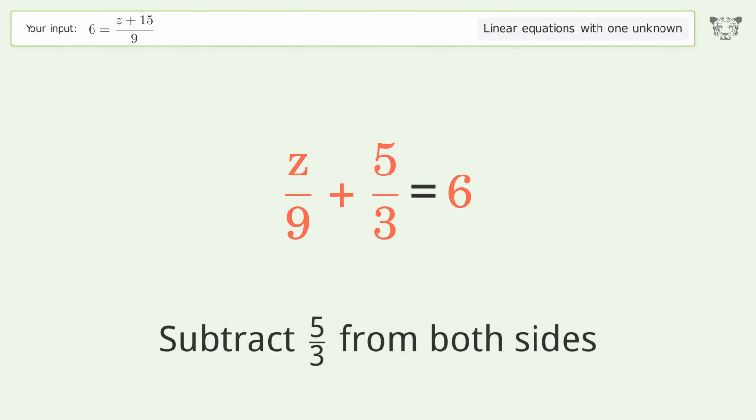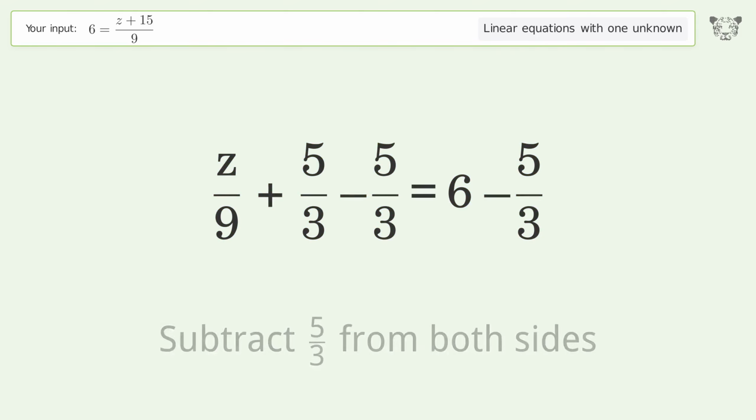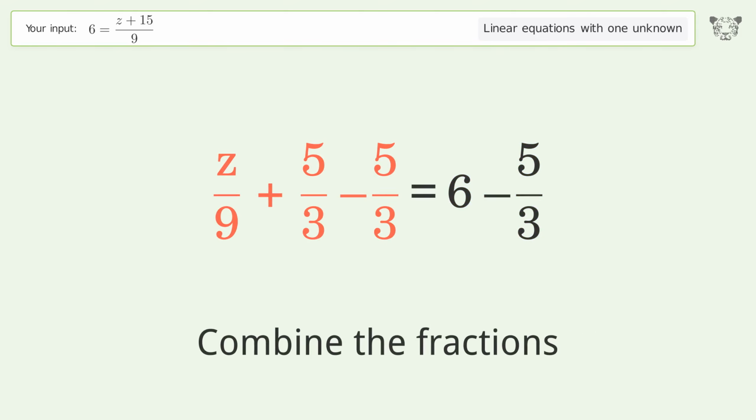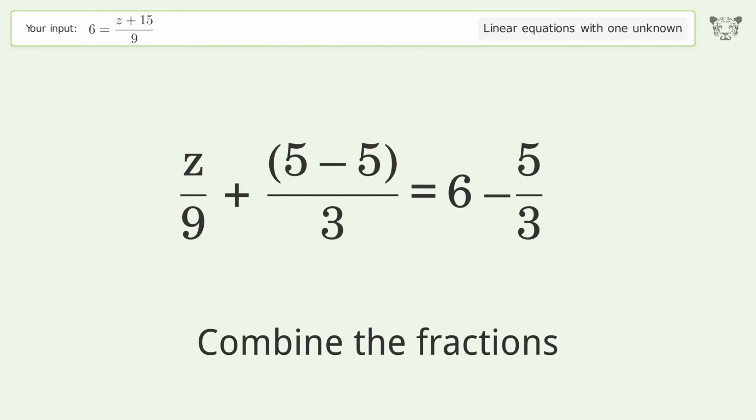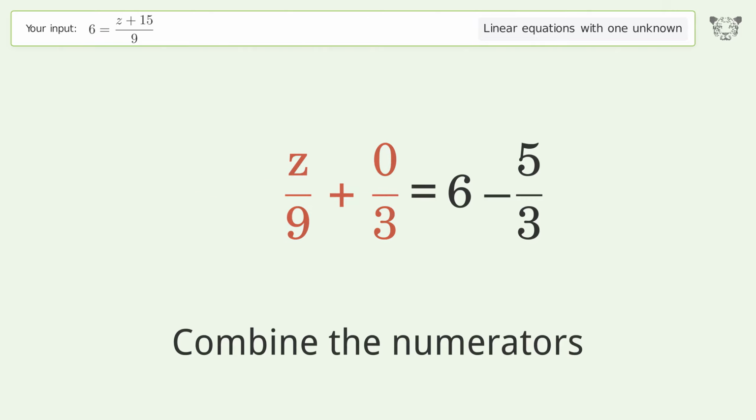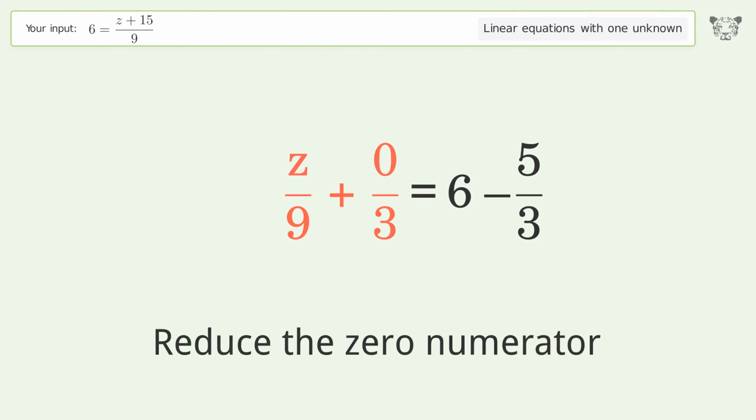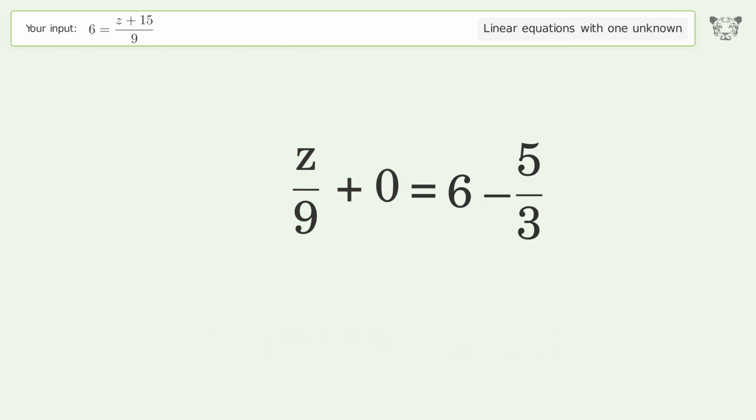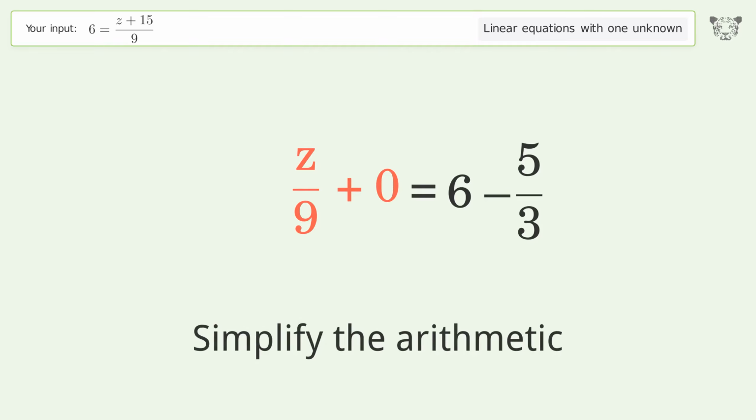Subtract 5/3 from both sides. Combine the fractions. Combine the numerators. Reduce the zero numerator. Simplify the arithmetic.